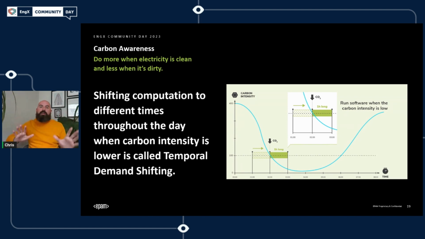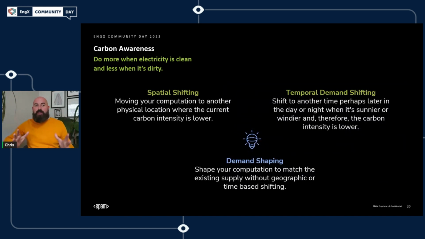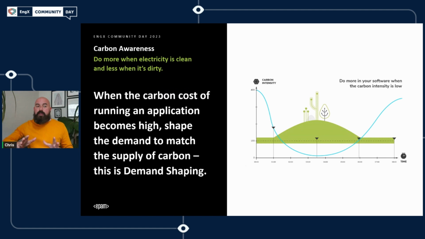But what if you're still thinking, Chris, this all sounds a little bit too tricky, I'm still not really sure how to approach this. Well, there is one more approach in the carbon awareness toolkit, if you like, and we call that demand shaping. So a bit more of an accessible name here. This is about shaping your computation to match the existing supply without any geographic or time-based shifting. So instead of moving or shifting time or geographies, you're actually changing the solution, the software, the application, whatever it is, to behave and act in a different way.